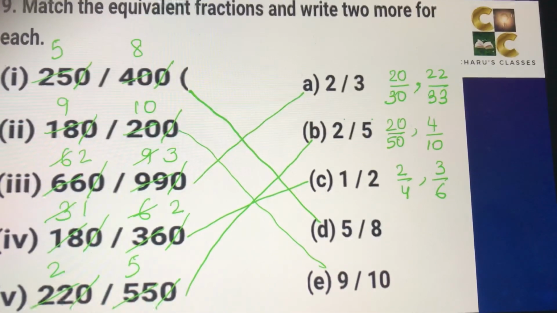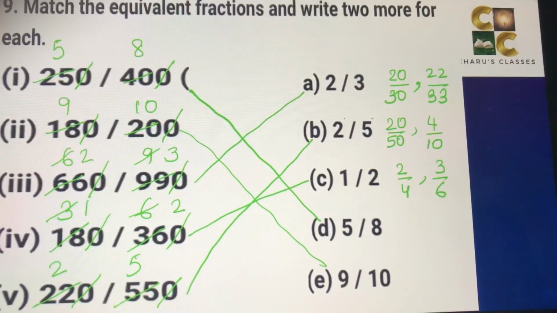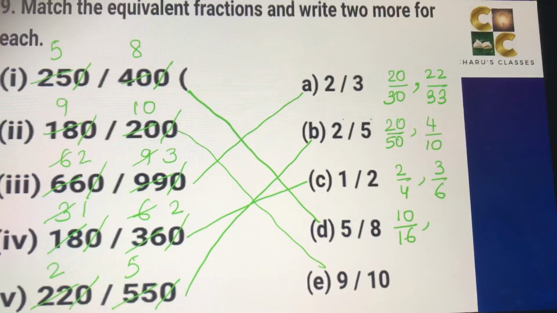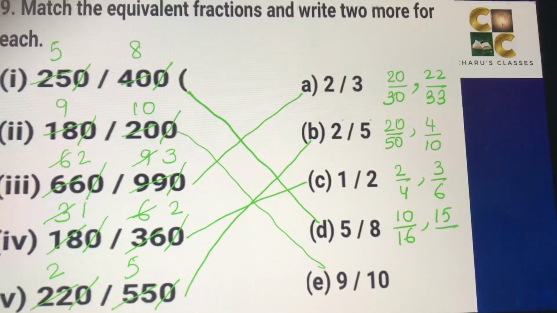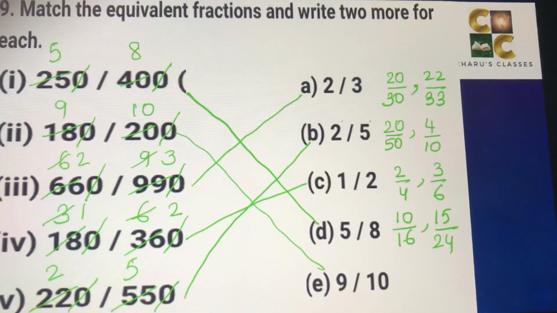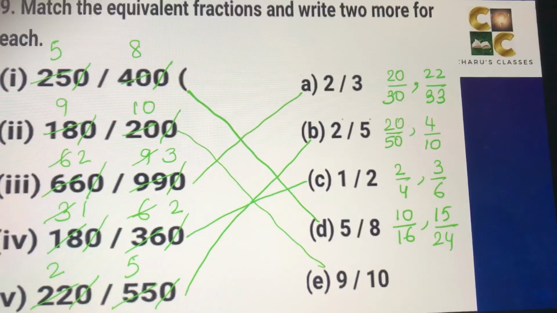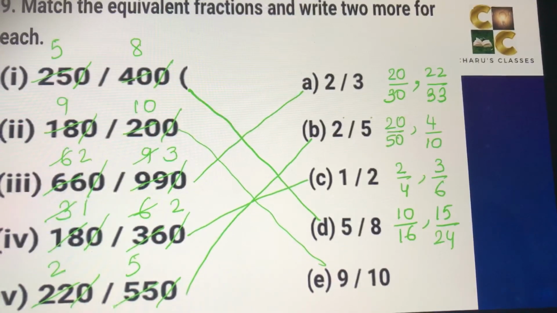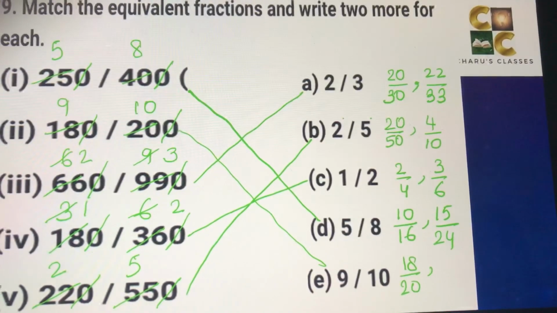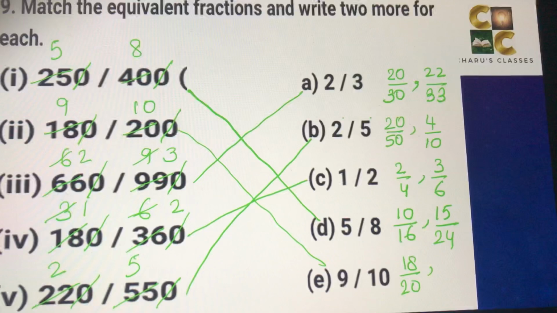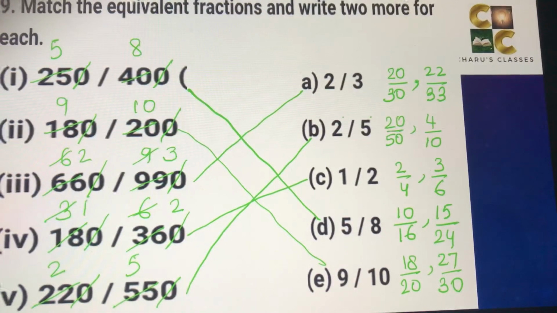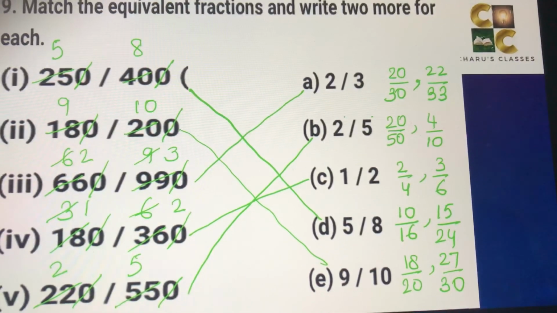5 by 8 के equivalent fractions. 5 and 8 को 2 से मल्टीप्लाई कर देते हैं तो 5 2s are 10, 8 2s are 16. 3 से कर देते हैं then 5 3s are 15 and 8 3s are 24. Next fraction is 9 by 10. उसके और equivalent fractions हमें चाहिए तो we can multiply both numerator and denominator by 2. 9 2s are 18 and 10 2s are 20. And if we do with 3, 9 3s are 27 and 10 3s are 30. तो हमने यहाँ पे 2 more equivalent fractions लिख दिए हैं.